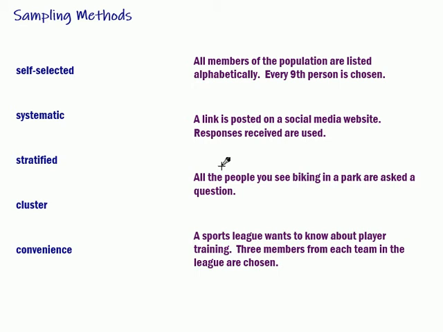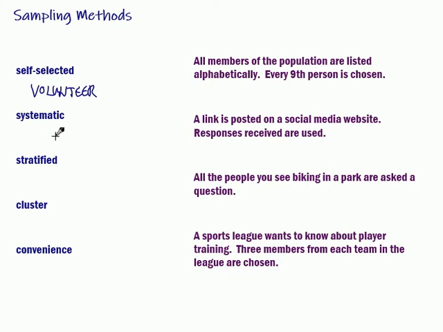In this video, we're going to take a look at some different types of sampling methods. First of all, let's talk about different types of sampling methods that could be used. We could use a self-selected sample, and a self-selected sample is simply asking for volunteers. So whoever wants to, they volunteer and they will be used in our sample.